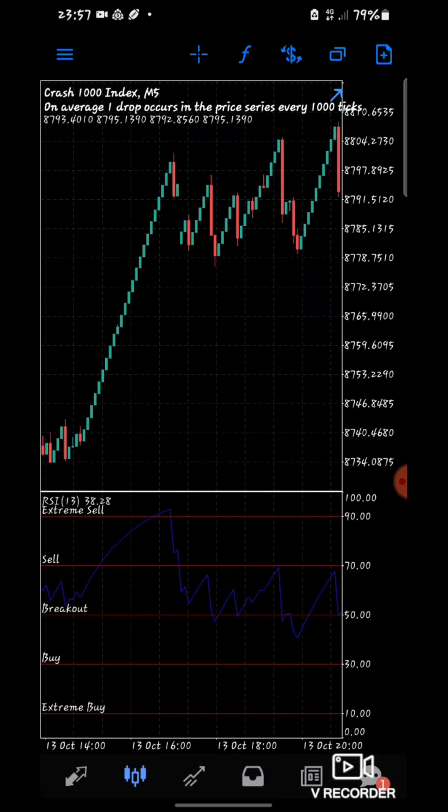Did you guys see that? Look at it. Immediately it touched the extreme sell. This one doesn't fail at all. It doesn't fail. That's why it really happens. Immediately the RSI touches the line 90 on the crash market, whether crash 500 or crash 1000, you enter with your whole lot size, like it's going to sell. That is an extreme sell.